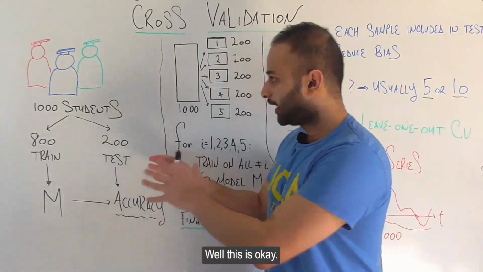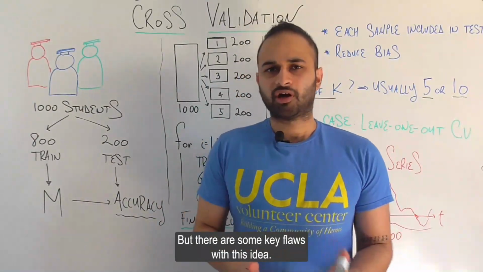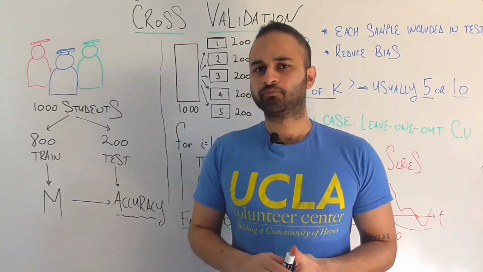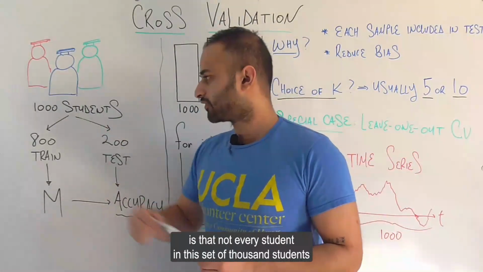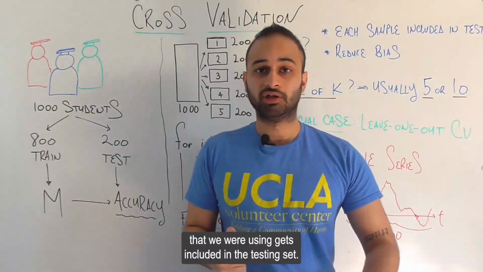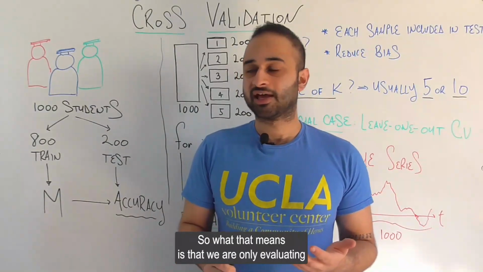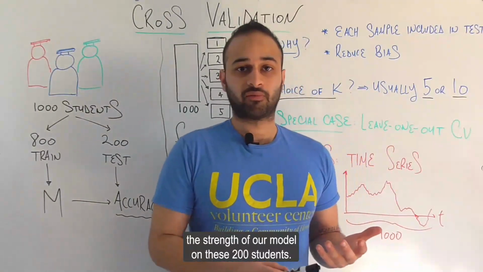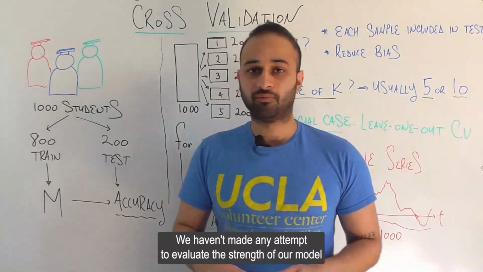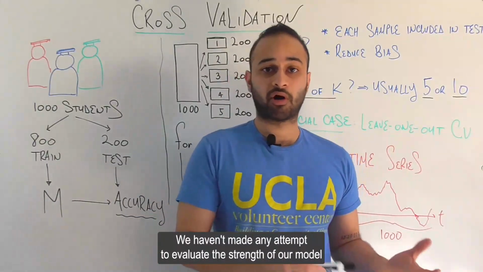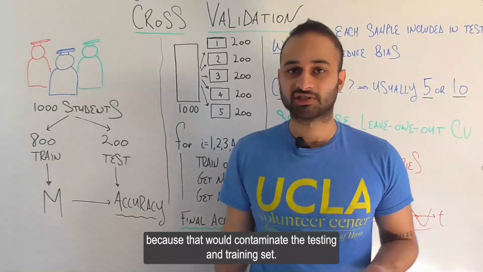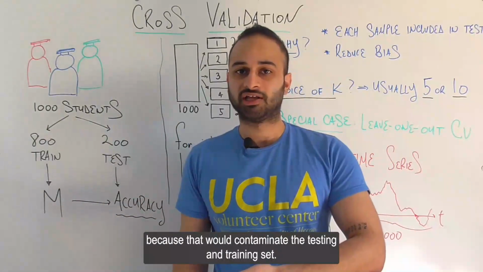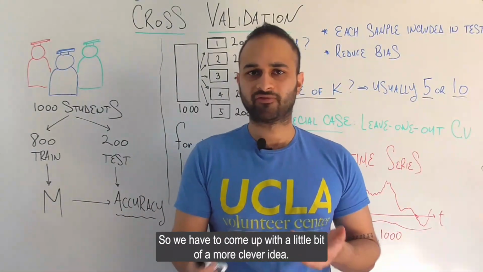Well, this is okay. This is a good start for machine learning, but there are some key flaws with this idea. One of the key flaws with this idea is that not every student in this set of 1,000 students that we were using gets included in the testing set. So what that means is that we are only evaluating the strength of our model on these 200 students. We haven't made any attempt to evaluate the strength of our model on the other 800 students. And we can't using this model because that would contaminate the testing and training set. So we have to come up with a little bit of a more clever idea.